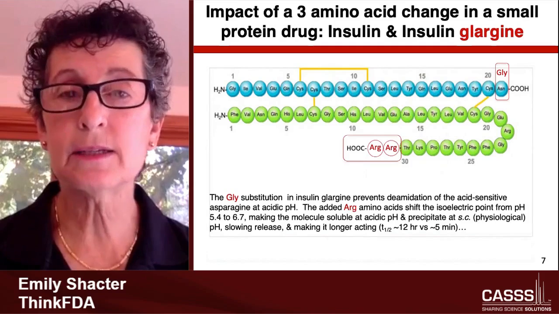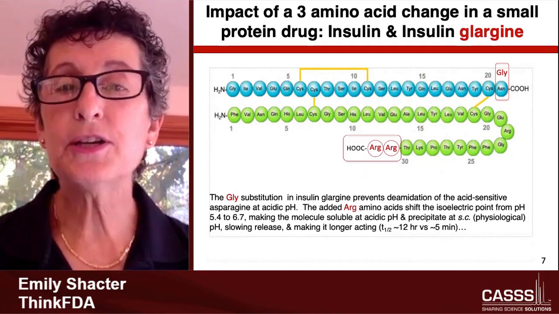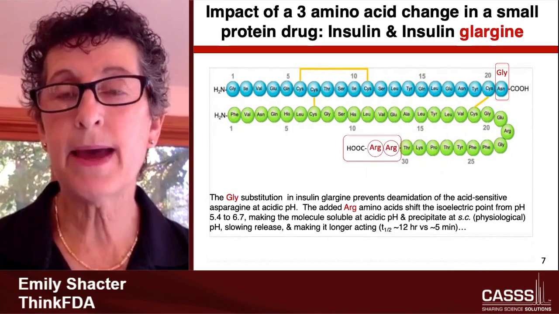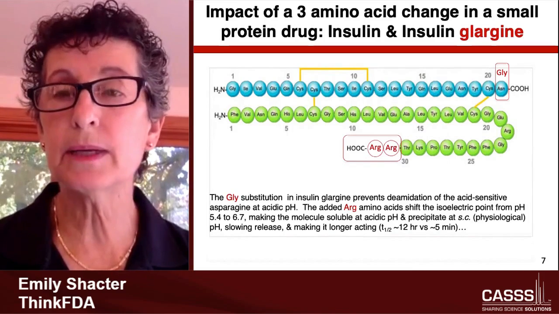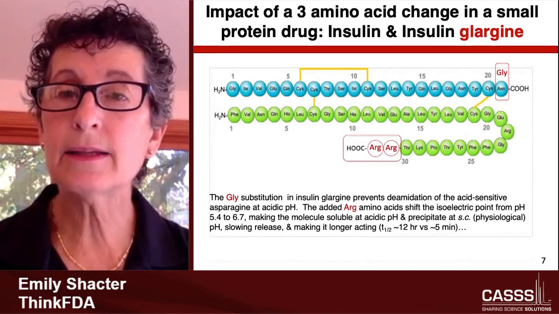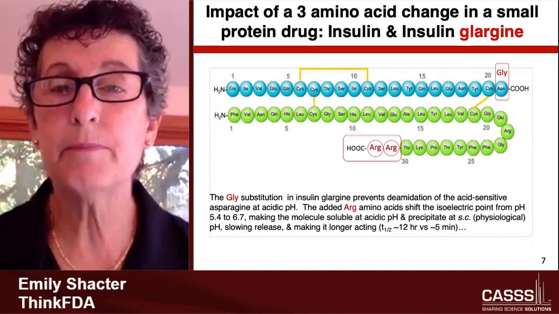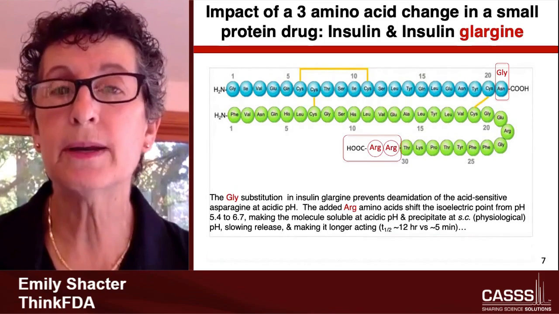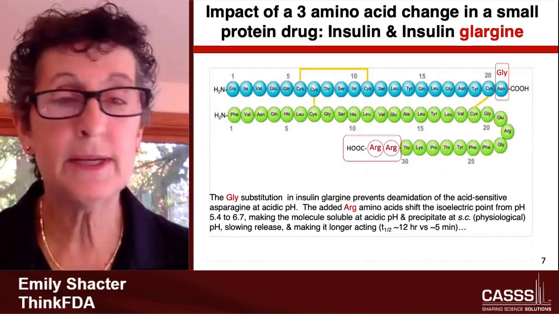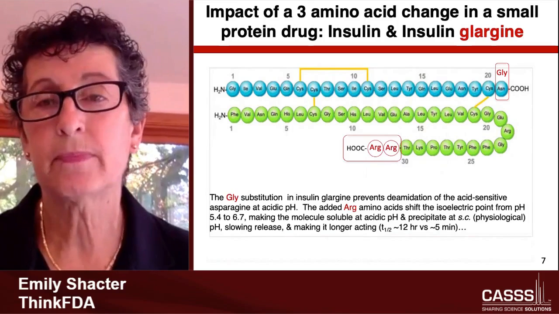protein such as insulin with 50-odd amino acids, changing just 3 of those amino acids can have tremendous impact on, for example, the solubility of the protein in the face of certain pHs, and consequently how the product behaves in the body and how it is distributed into the body, which greatly impacts the half-life of the protein in the body. So a small protein, changing just 3 amino acids.